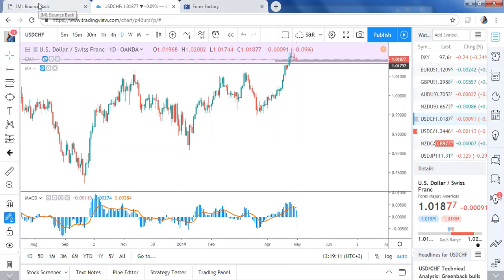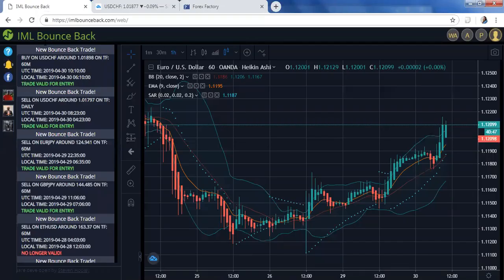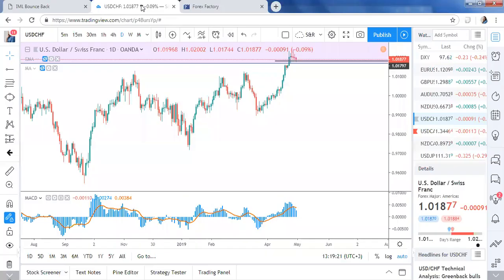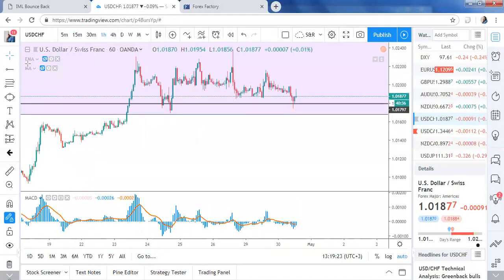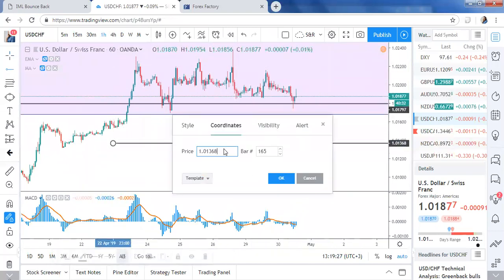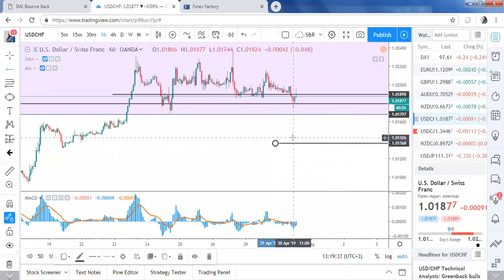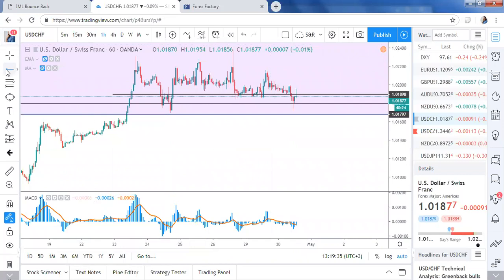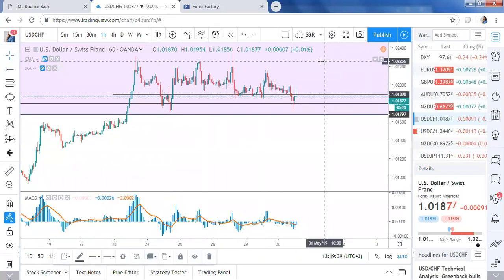So it would make sense now that Bounceback has actually called a buy on the 1 hour time frame. So on a smaller time frame, let's look at 1.01898. Let's look for it, 1.01898. Right, so just above where they call that sell, they're now calling for a buy.